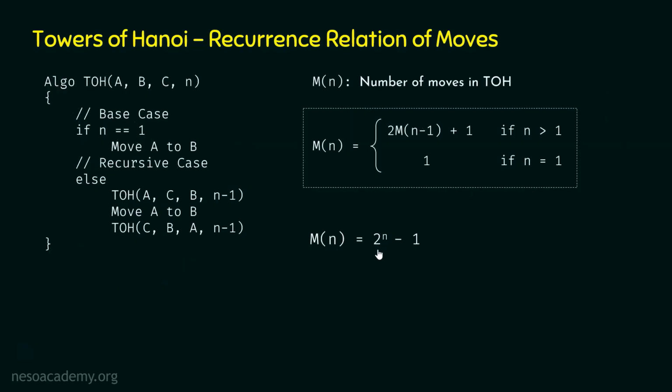And we can observe the moves are exponential. If there are n disks, then we have 2 power n here. So for a small number of disks, we'll get an exponential number of moves.